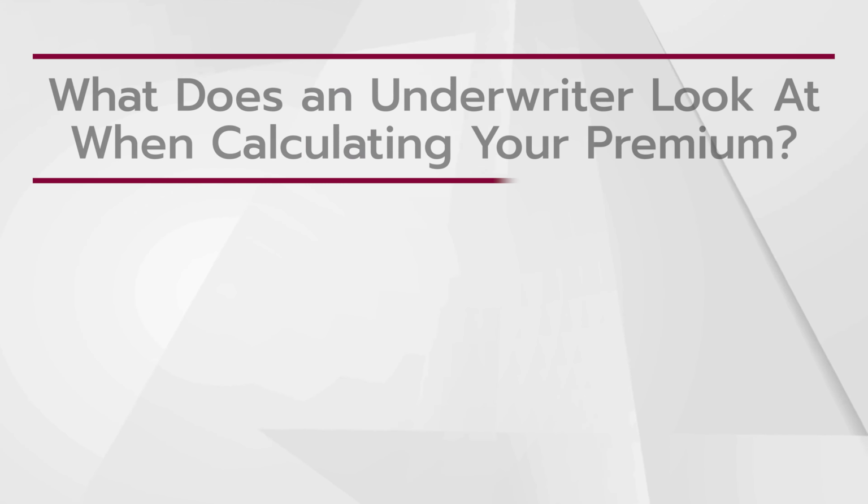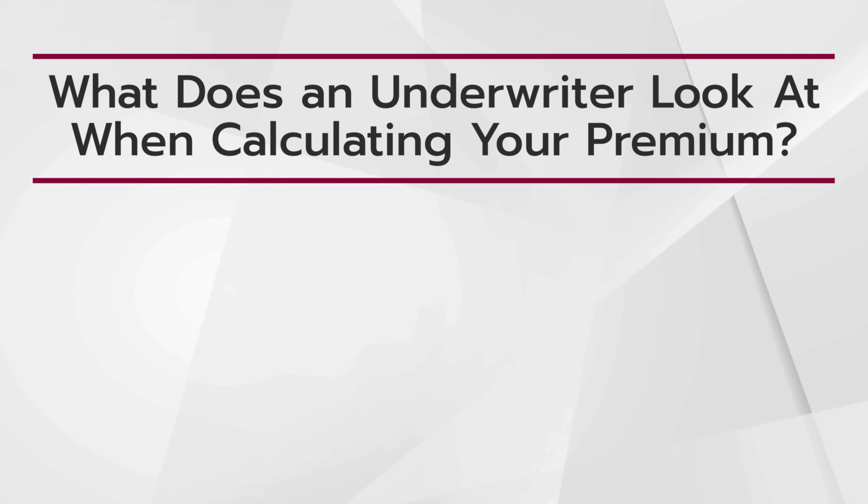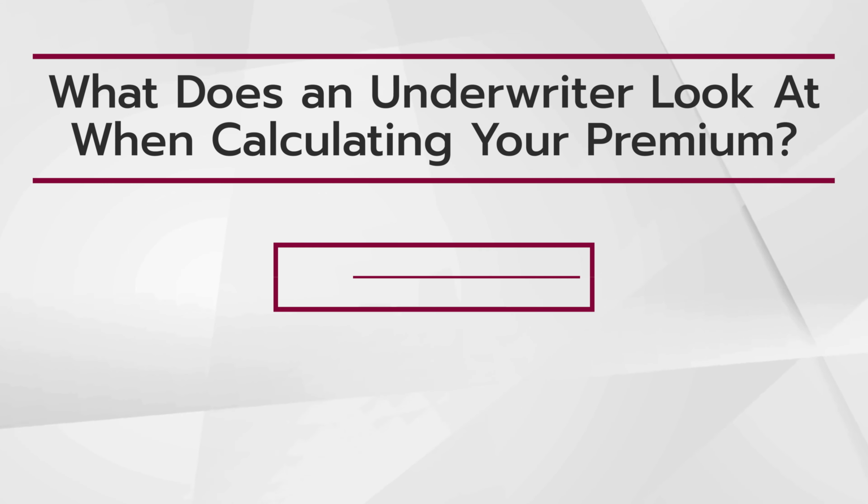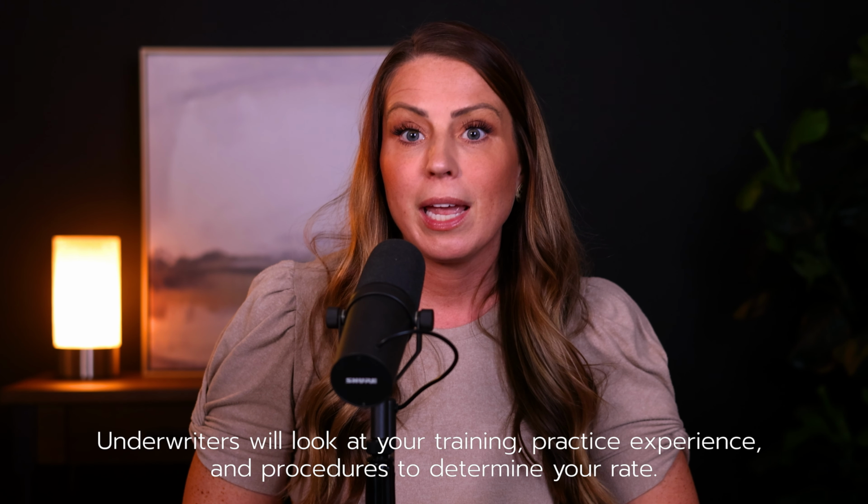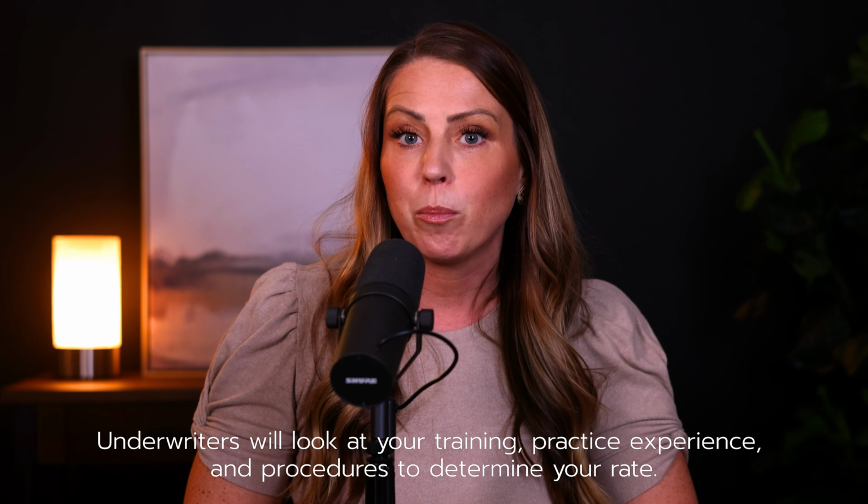So what are the main things an underwriter is looking at when they're calculating your base premium? First, your specialty. Your specialty will be one of the biggest factors in determining your premium. Underwriters will look at your training, your practice experience, and the procedures that you will be performing to come up with your rate. Most specialties have additional classifications to further refine the price based on the type of work that you'll be doing. For example, a family practice doctor could be rated as no surgery, minor surgery, or major surgery if they're doing obstetrics. Non-surgical rates will generally be less than the surgical ones.